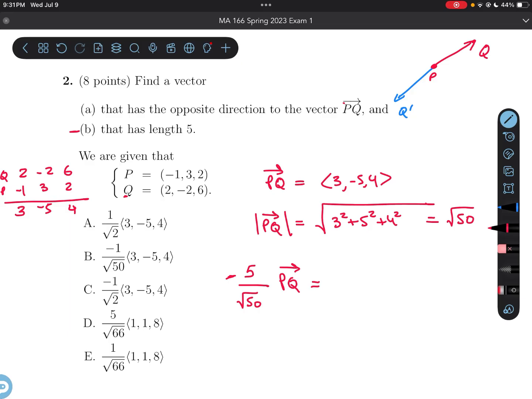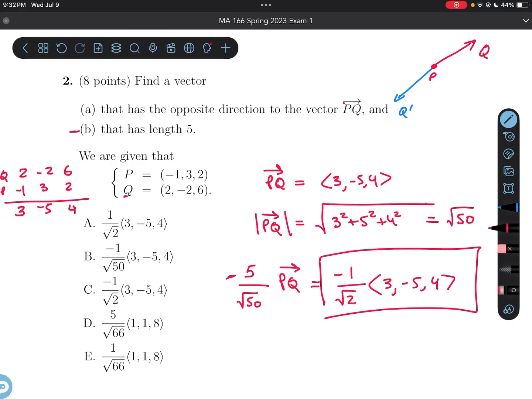The square root of 50 can be simplified to 5 root 2. So I get -1 over square root 2 times PQ, and PQ is (3, -5, 4). So this is our final answer, which means that the answer to question 2 is C.